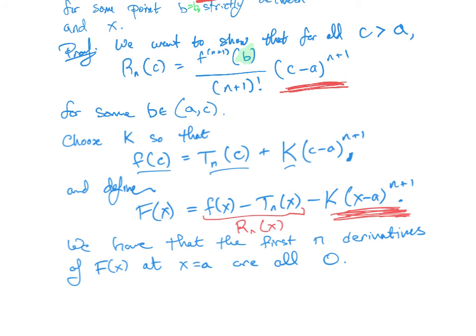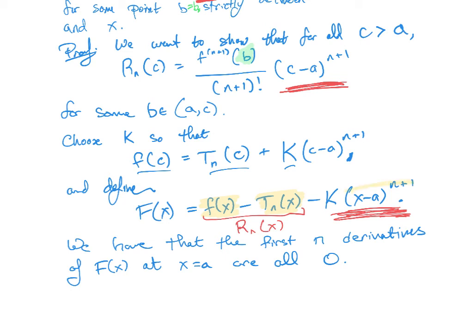Why is that true? Well, if you take a derivative of f of x, you plug in a. Take a derivative of Tn of x, you plug in a, you get the same thing. Because that's how we chose the coefficients of the Taylor polynomial.